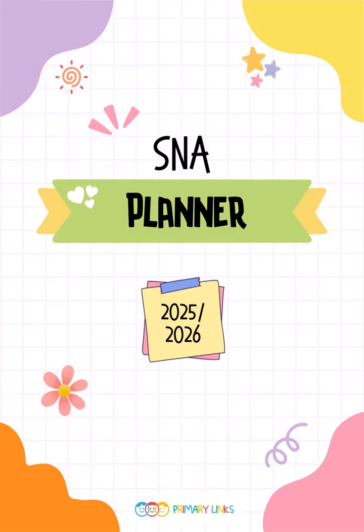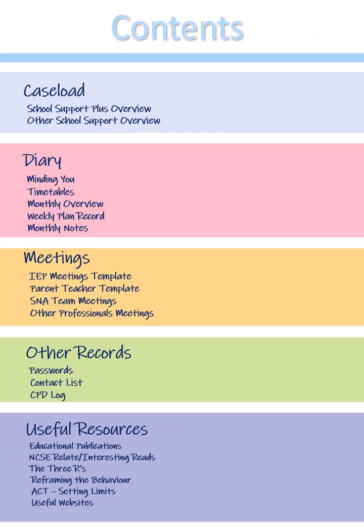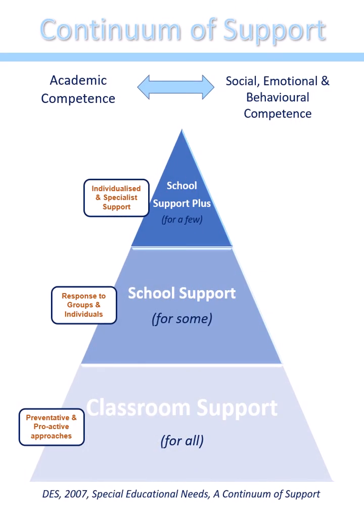And welcome to a run through of the SNA Planner 2025-2026. So as you can see, I went for lots of colour, and you have your 5 colour coded sections again, as you can see here on the contents page, with lots and lots of resources hidden inside. As you can see again, it's very much based on the continuum of support that we operate within.